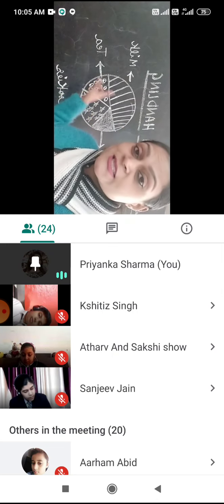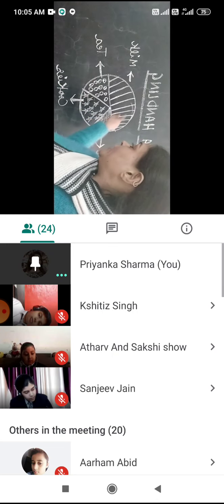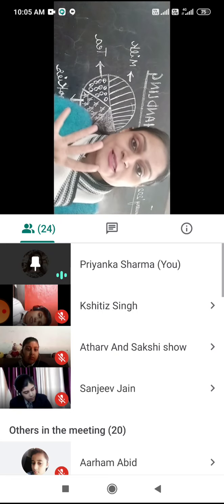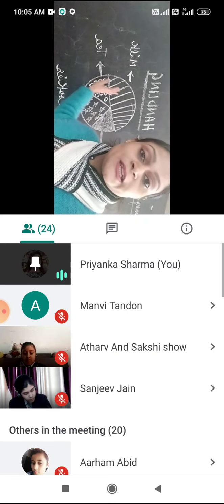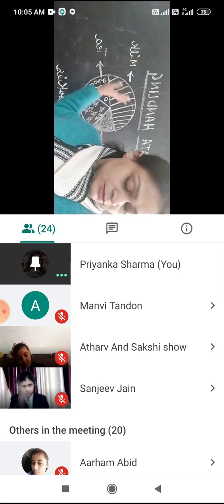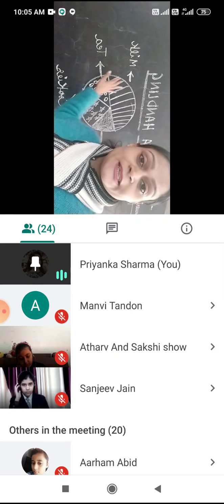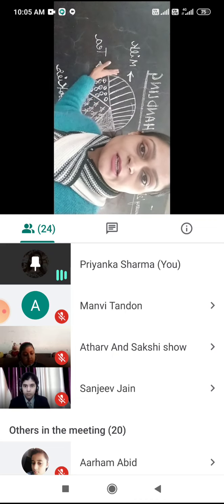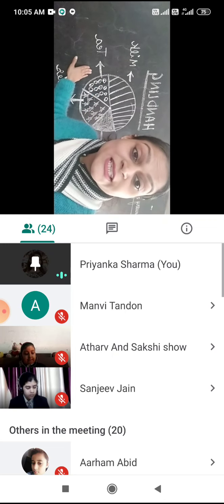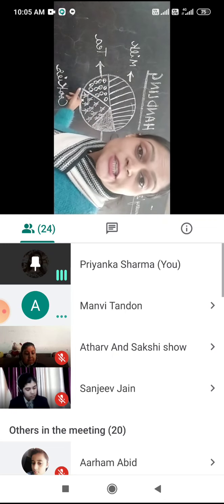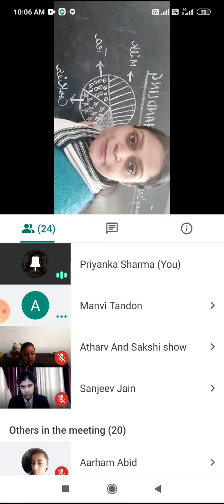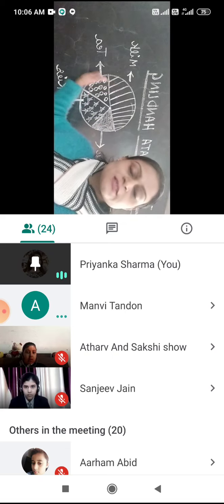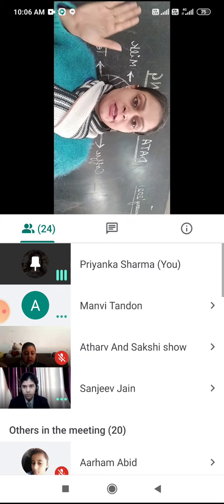How many sectors are here in this circle? One, two, three, four. Four sectors are there. Yes, and each sector is representing one particular category. This sector is representing milk. This sector is representing tea. Another sector is representing cookies. And the fourth sector is representing tea. So each sector is representing something or the other.